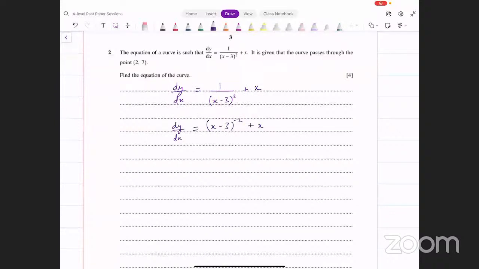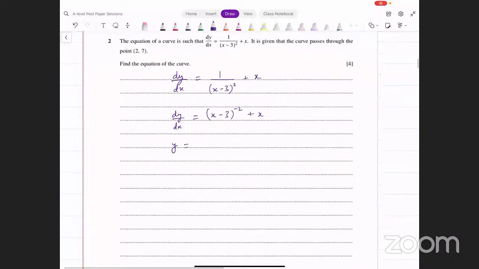How will we integrate this? We will increase the power by 1. So we add 1 to this whole expression. It gives you (x minus 3) whole raised to power minus 2 plus 1, that is minus 1. What's the derivative of x? Actually, before that, what do we do? We increased the power, then what else? We have to divide by the increased power. We divided by minus 1, and also divide by the derivative of what is inside the brackets. What is the derivative of x minus 3? It's just 1. So we can divide by 1 if you want, or you can just ignore that. That's what we get. Okay.